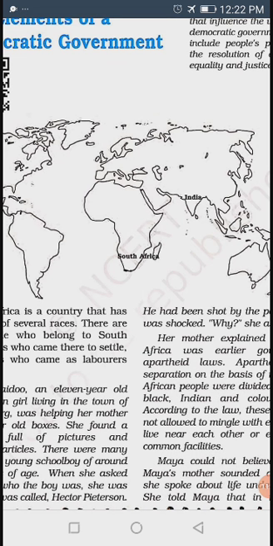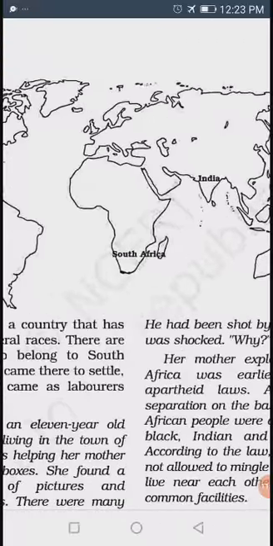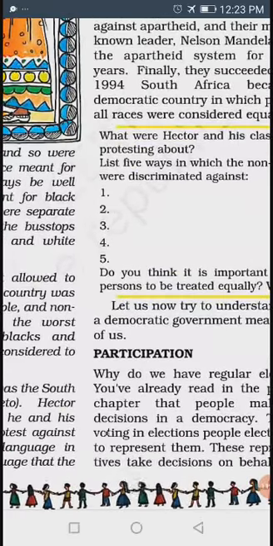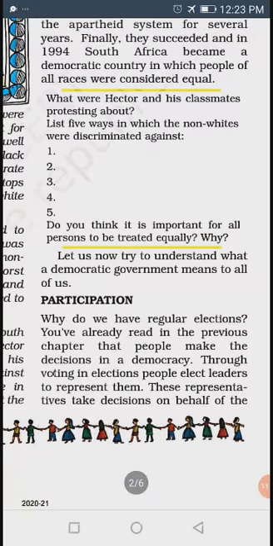Democratic country means what? Democratic government, it means of the people, by the people and for the people. A government run by the people, for the people, is a democratic government. Then see students, participation. So in this democratic government, how do people participate? As we know, through elections people can choose their leaders, choose their representatives, and these representatives form a government. This government is called a democratic government. Participation means how people participate in this democratic government.